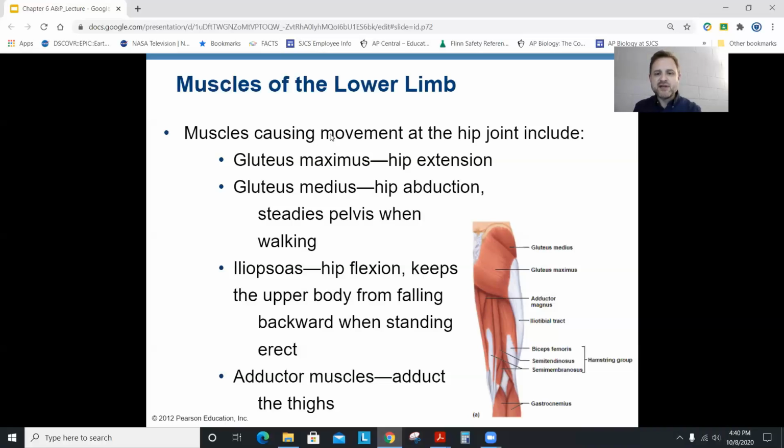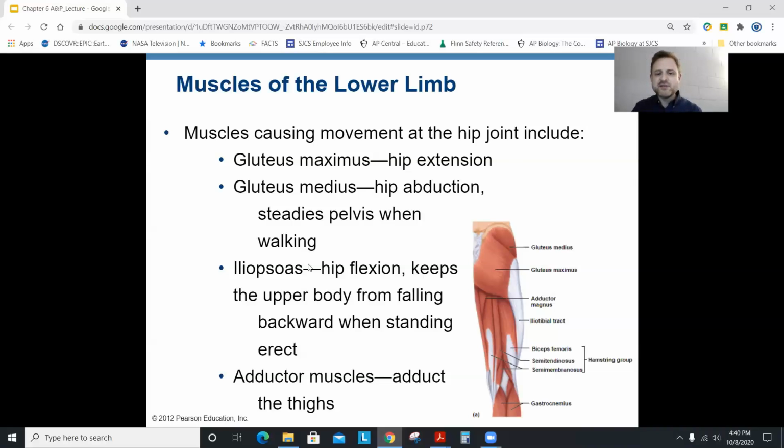Gluteus medius is for hip abduction. That would be moving your hip away from the body plane. The gluteus medius, again, here's the maximus, here's the medius, is a muscle that, when you're walking, keeps your pelvis from going crazy. You can walk and keep your pelvis steady. That's what the gluteus medius does.